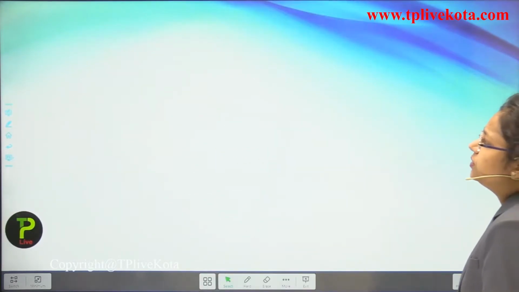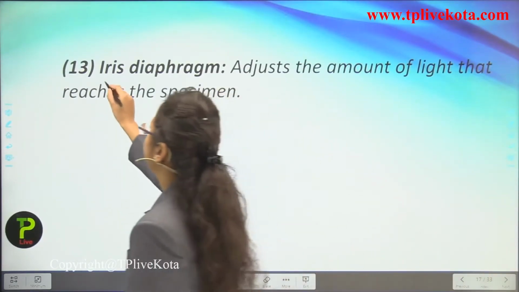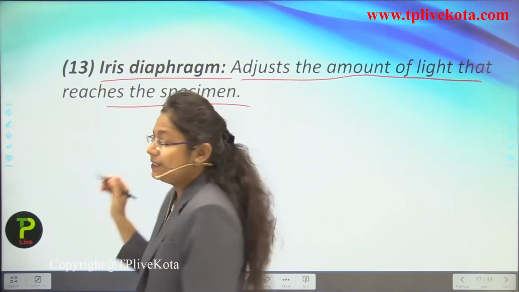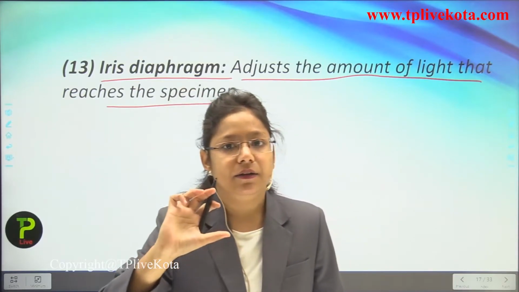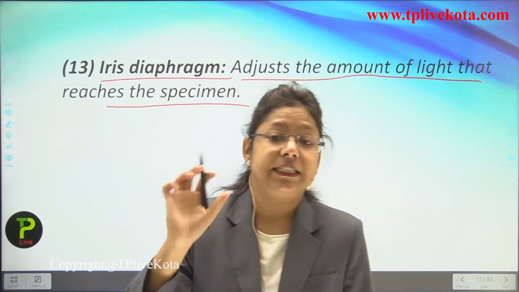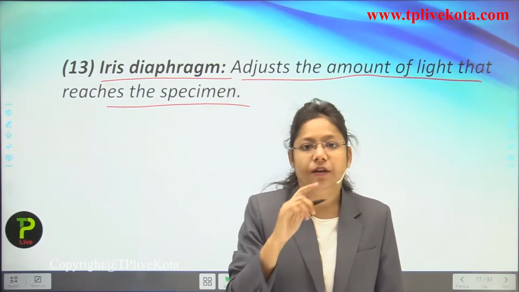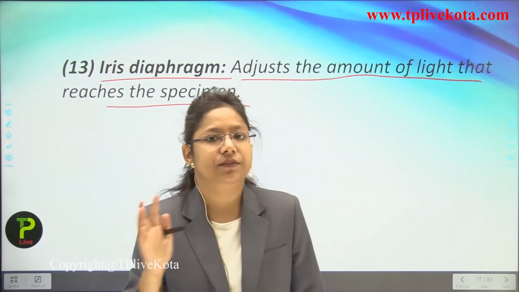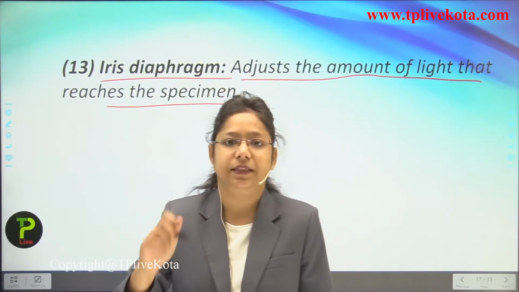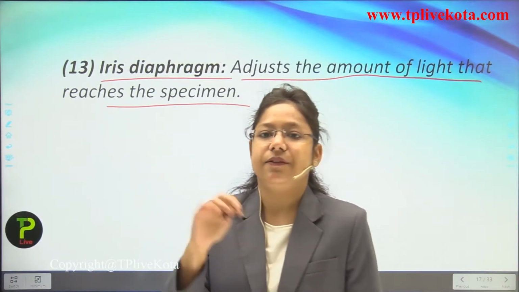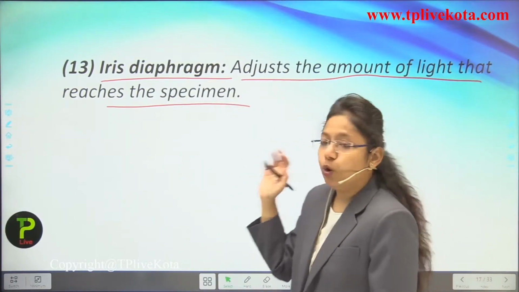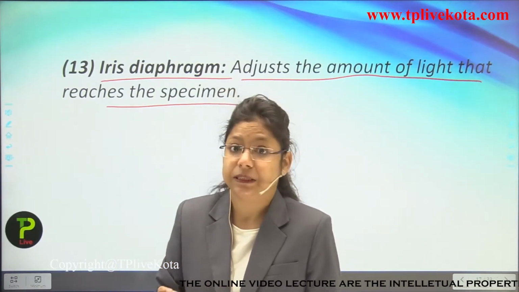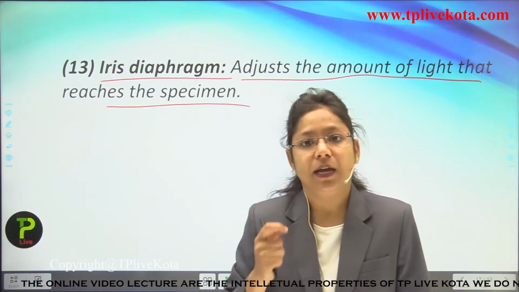We are moving towards the next part, that is the 13th point, the iris diaphragm. It adjusts the amount of light that reaches the specimen. Actually, there is ray optics behind each and every microscope that works. What is going to happen? The light is going to come on the concave lens which is fitted in the microscope, and then it is going to refract back. When it is refracting back, the main role played by the iris diaphragm is to adjust the light which is coming on the specimen, so you can see the specimen completely.